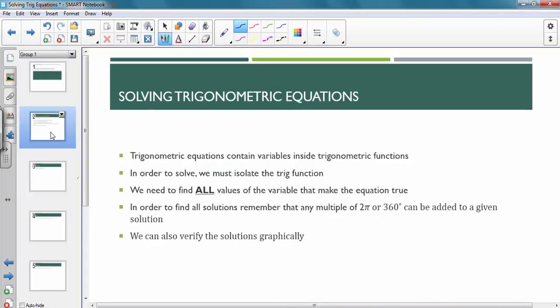Trigonometric equations contain variables inside trigonometric functions. In order to solve these equations, we must isolate the trig function. We need to find all values of the variable that make the equation true. In order to find all of these solutions, remember that any multiple of 2 pi, or 360 degrees, can be added to a given solution, and we'll see that in our first example. We can also verify these solutions graphically, and we'll also do that in our video.